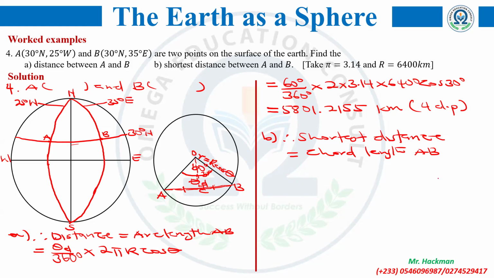So my triangle there, this is 90, this is 30 degrees. Then let's find this. Do the r cos theta for me: 6,400 times cos 30 degrees.